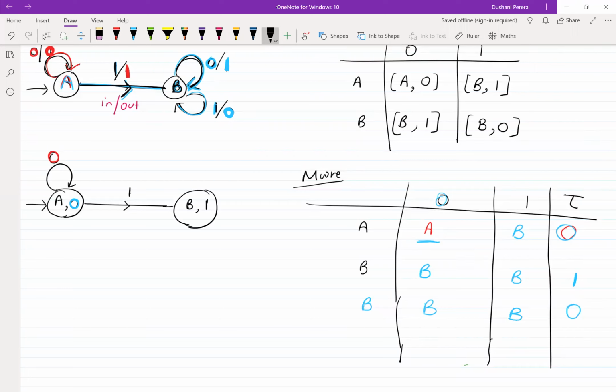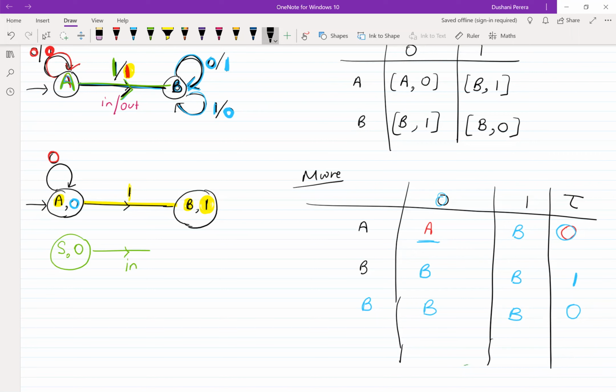Now, you are at A, you saw a 1 and you went to B. What did you print? You printed 1. So when you're at A, you see a 1, you go to B and you print 1. This is where the printing is. So the format here is you have the state, you have the output, you have the input. Okay, that part is done.